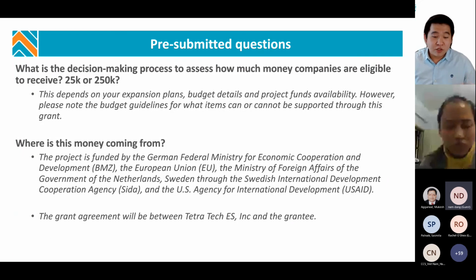As for where the money comes from, as you may have seen on the website, this project is supported by multiple donors: the government of Germany, the European Union, the governments of the Netherlands and Sweden, and definitely USAID. The grant will be money from all of these donors. However, as I mentioned previously, the grant agreement will be signed between your organization and Tech, the company that implements this project.